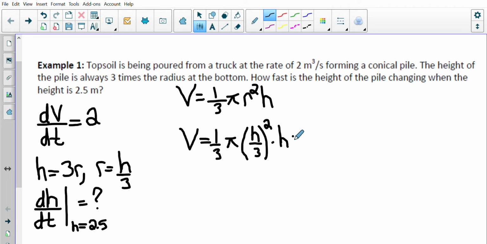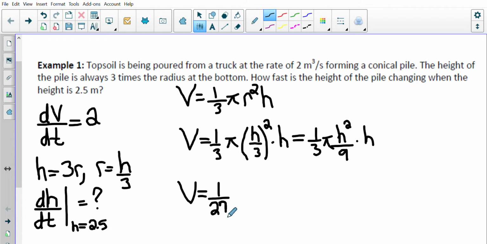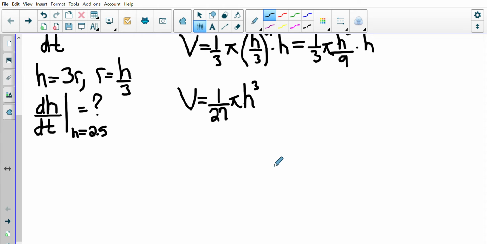All right, now to further simplify that a little bit, I got 1/3 pi. I square the h, I square the 3. So I'm going to have an h squared all over 9. And then again times that h. Now I can further simplify that again. I got my denominators here, a 3 and a 9, so 3 times 9 is 27. So I'm going to have 1/27th. I still have this little pi hanging around. And then h squared times h is h cubed.